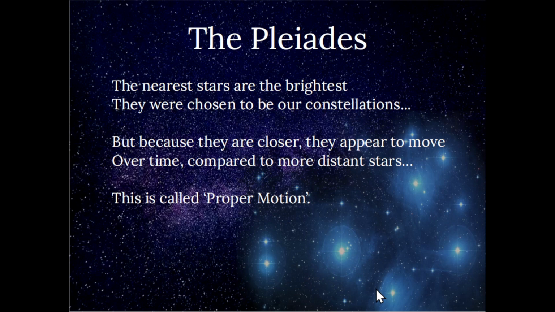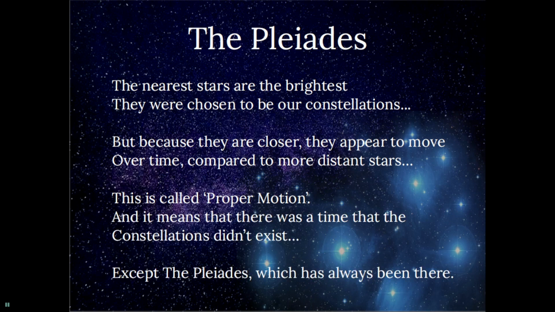The nearest stars are the brightest, and it's natural that they are chosen to be the main parts of our constellations. But because they are closer, they appear to move over time compared to more distant stars. This is called proper motion. And it means that there was a time that the constellations we see today didn't exist, except the Pleiades, which has always been there.